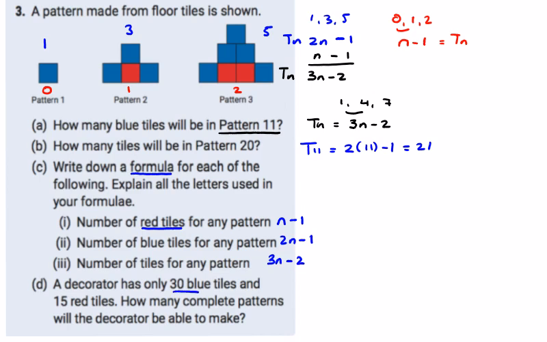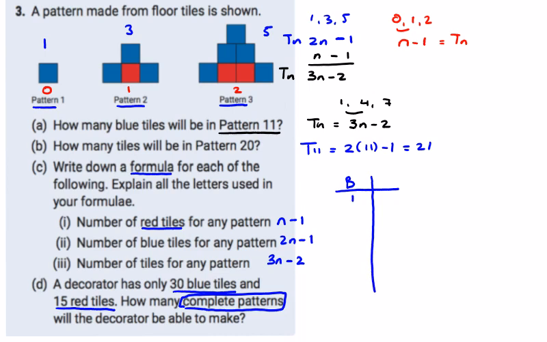And a decorator has 30 blue and 15 red. How many complete patterns? So just be careful with the wording, complete patterns. So we need to look at, in pattern 1, we're going to add them together then, all the tiles. So let's look at blue. And then we look at red. So what have we got for blue? We have 1. Then we have to add 3. There's going to be 4 tiles in total. Then we have to add 5, which is 9. These are my square numbers. Then we'd have to add 7, which is 16. Then 25.